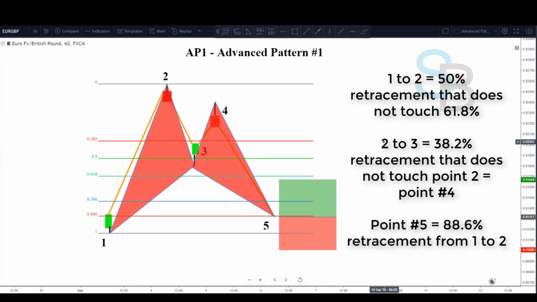We're going to take a look at these down on actual charts here in just a second, but right now what I want to do is actually flip this over, turn it around, and show you guys a bearish version of the AP1.